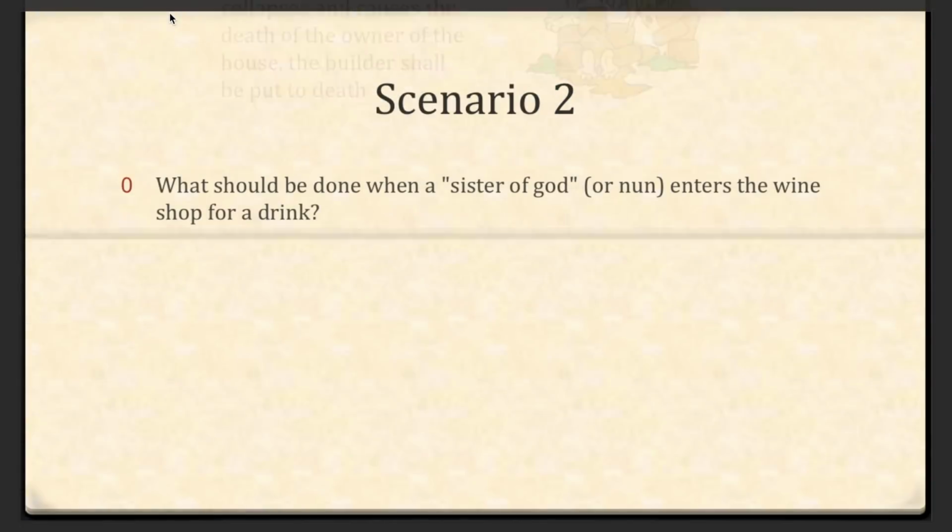All right, scenario 2. What should be done when a sister of God, similar to a nun or a priestess, enters the wine shop for a drink? What would Hammurabi do? Pause the screen and take a second to think.